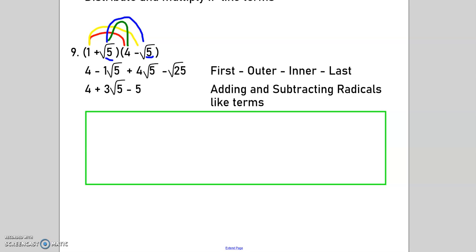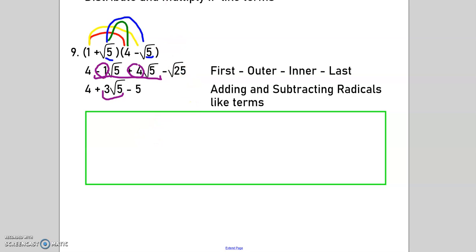Notice right here, both of these terms have the square root of 5, right? Negative 1 square root 5 plus 4 square root 5. Think about those as like terms and really just focus on those numbers in front, right? Negative 1 plus 4 gives me 3 square root 5, and that square root of 5 just comes along.